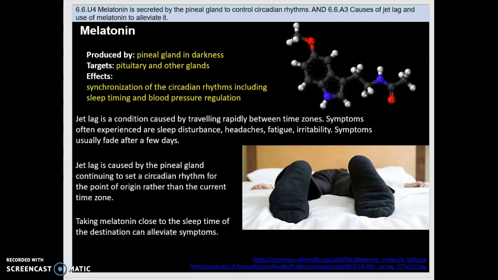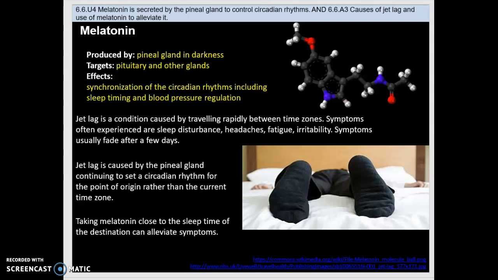So basically, when you're asleep, you produce this, and when you're awake, it goes down. So when you are going from, let's say you're flying from one area to another, one country, on a long flight, you've rapidly moved time zones, and your brain's trying to work it out, so you can end up with jet lag, which I'm sure some of you have had at some point.